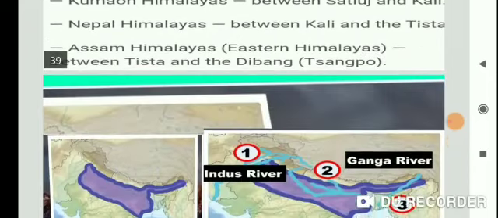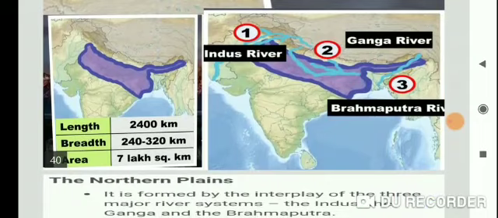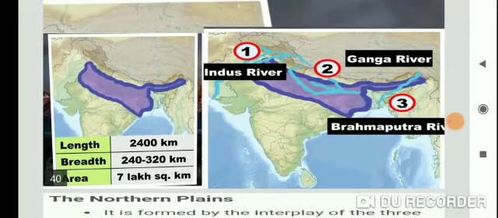Now, in the next lecture, firstly we will see the rivers: the Indus River, Ganga River and Brahmaputra. I have already discussed that the length is 2400 km, the breadth is 240 to 320 km, and the area is 7 lakh square kilometers.